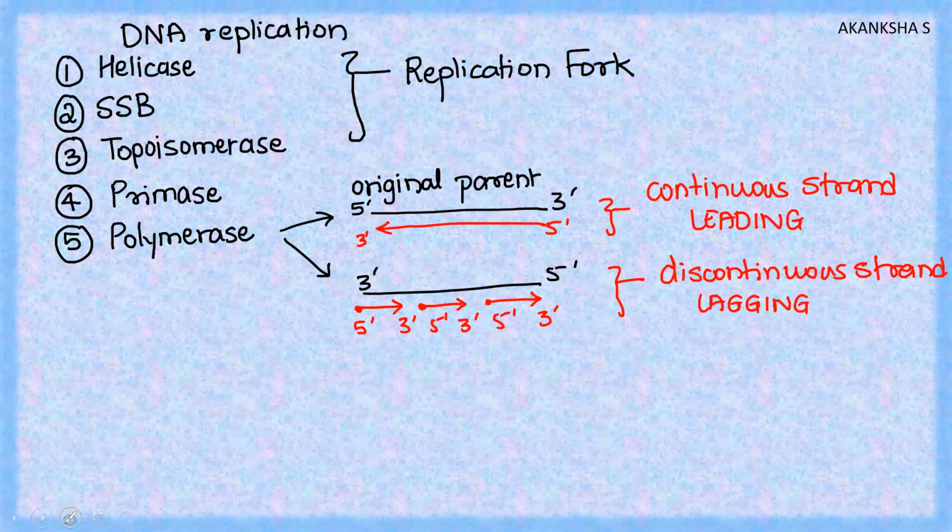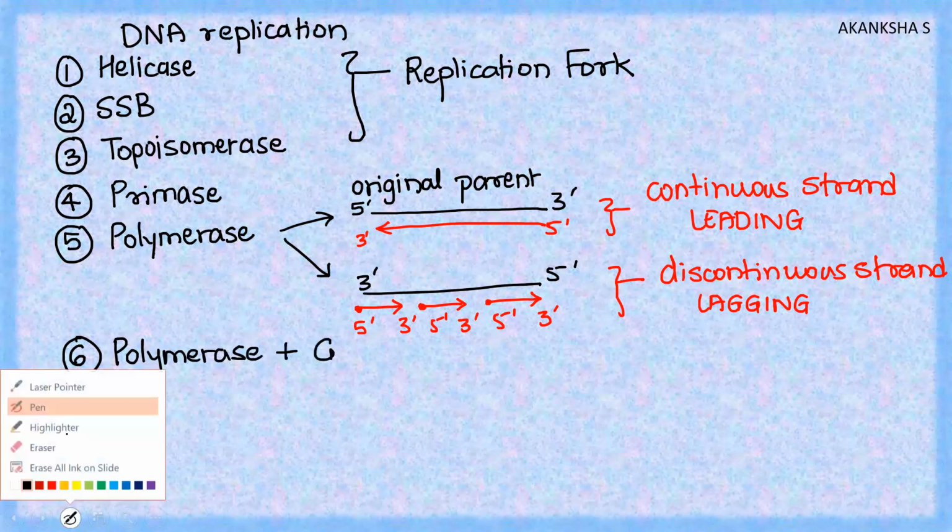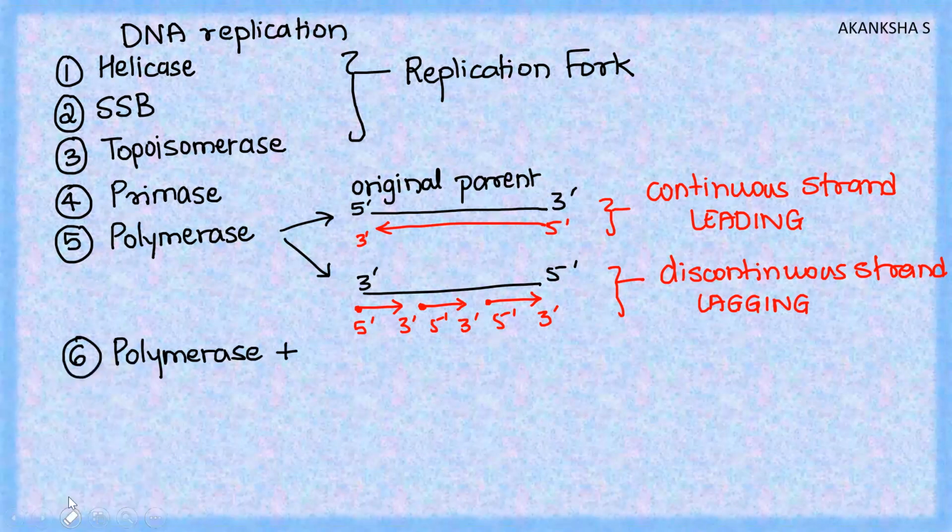Okay, to join and properly glue up the lagging strands, we have 2 enzymes which work together, that is polymerase and DNA ligase. DNA ligase is like a fevicol, it's a glue. Oh, my bad. I was supposed to write glue. Okay, it's like a fevicol or glue which helps to bind the small gaps that have been created in the lagging strand. And this is how your DNA can be successfully replicated.